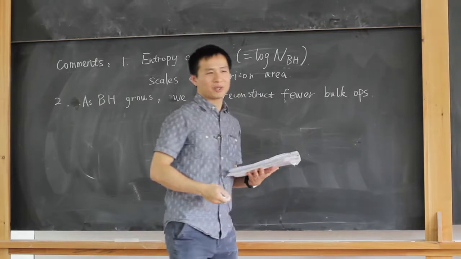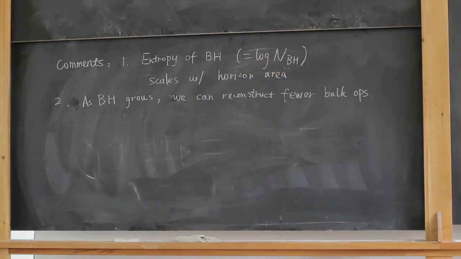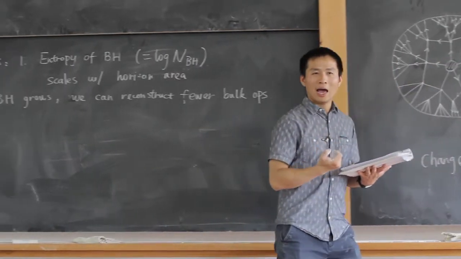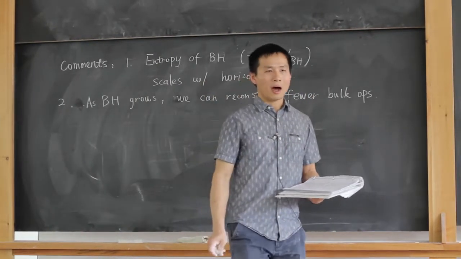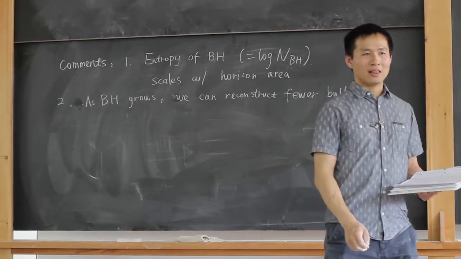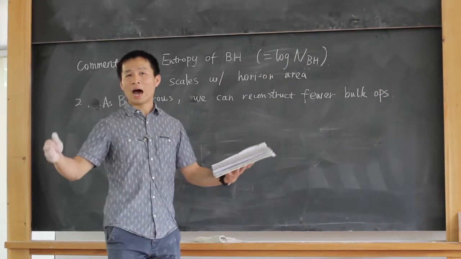And that should be obvious because the black hole is eating more and more tensors. Each tensor comes with a bulk index. One should think of them as some bulk local field. And as the black hole grows, it swallows all those dangling legs, leaving behind fewer things that we can construct outside the black hole.